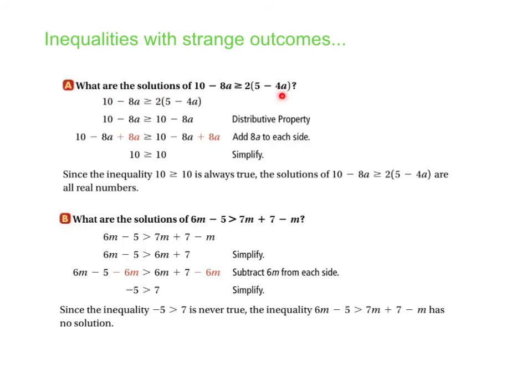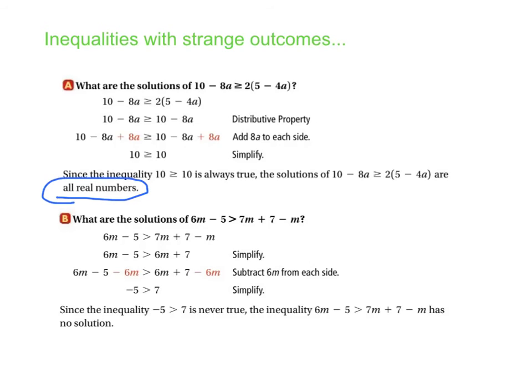What are the solutions to 10 minus 8a is greater than or equal to 2 times the quantity 5 minus 4a? We have to distribute first. We are going to then get rid of the smaller value of our variable, and we run into that familiar problem we had with our special cases, that we have the same value of the variable on both sides. So we're going to add 8a to both sides, leaving you 10 is greater than or equal to 10. Well, that's always going to be true. There's no variable left. So this is similar to an identity. The solutions to this particular inequality are all the real numbers.